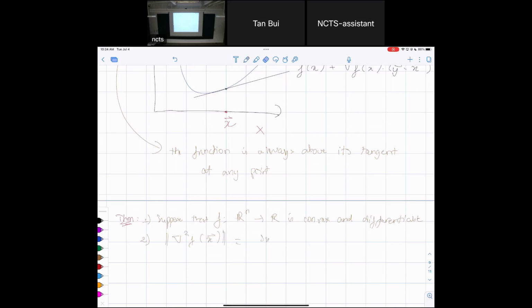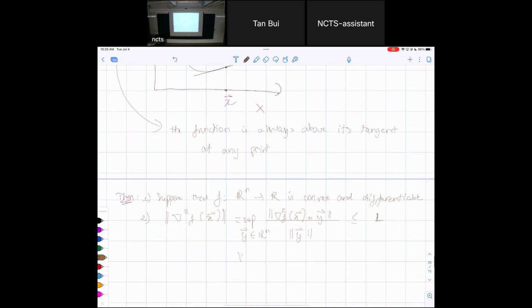I hope that you know what it means, but if not, then let me record it here. It's an operator norm, right? The Hessian multiplied with y, and this is in the L2 norm, divided by the norm of y, and you take the supremum over y in R^n. And we assume that it's less than or equal to L, for any x in R^n.